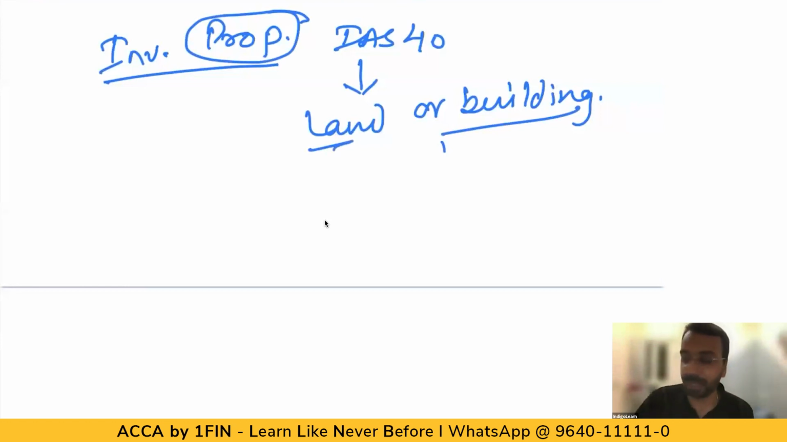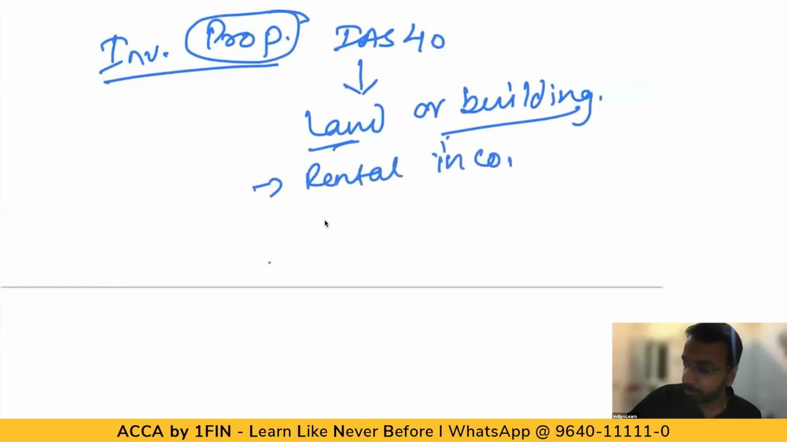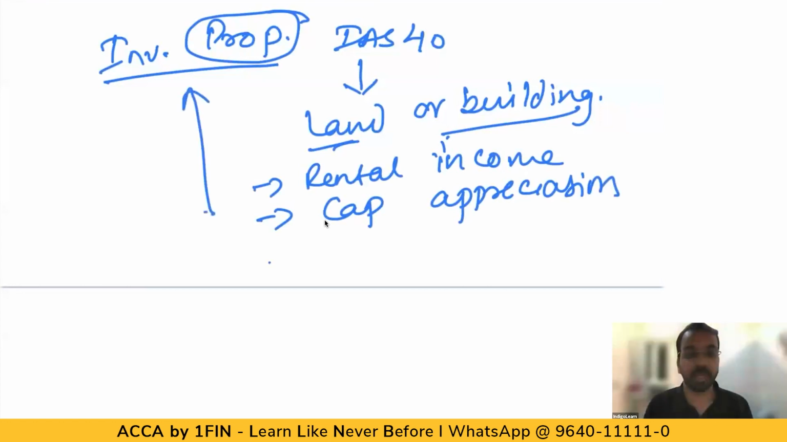So if it is land or building and the objective is rental income or capital appreciation, then you classify it as an investment property. Very simple definition: land or building, purpose rental or capital appreciation, then it is called investment property.